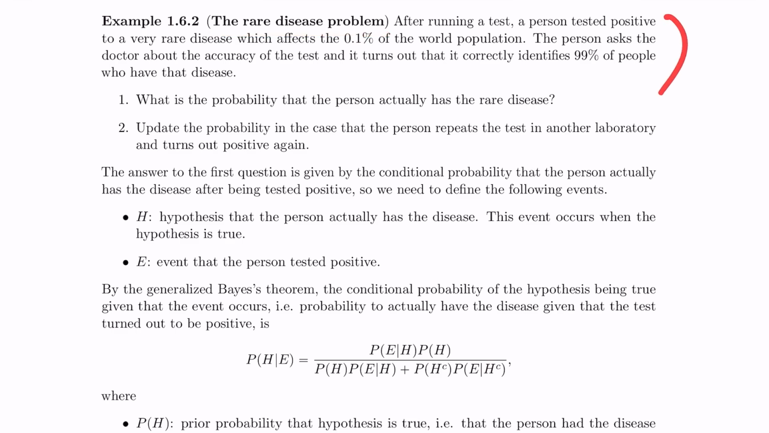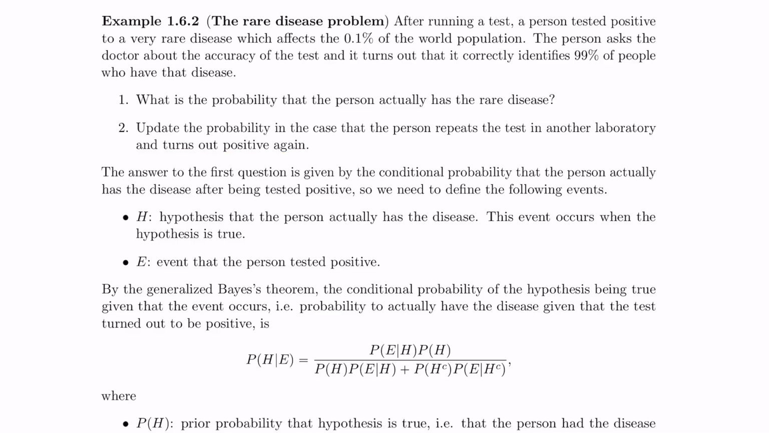Let's read it together. A person tested positive to a very rare disease which affects the 0.1% of the world population. The person asks the doctor about the accuracy of the test, and it turns out that it correctly identifies the 99% of people who have the disease. What is the probability that the person actually has the rare disease? As a related problem, it is asked to update the probability in the case that the person repeats the test in another lab and turns out to be positive again.